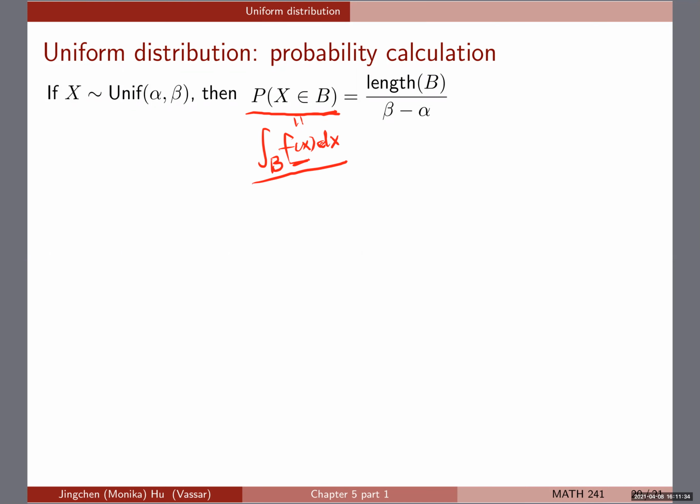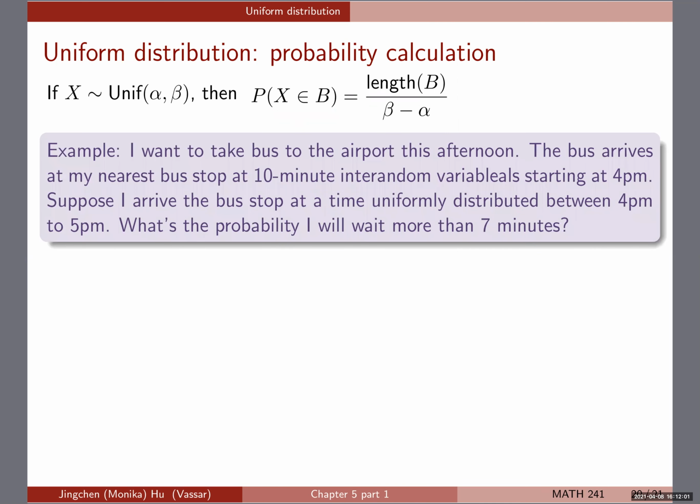But for a continuous uniform random variable in particular, you will see that because it's equally likely, the f of x is equally likely everywhere. So it turns out that if I want to know the probability of X in a particular range, like B, it is actually just going to be the length of B divided by beta minus alpha. This might sound a little bit vague, but let's look at an example. Like I said, you can always do the integration to get the probability, but maybe it's also easier if you just think about the length.